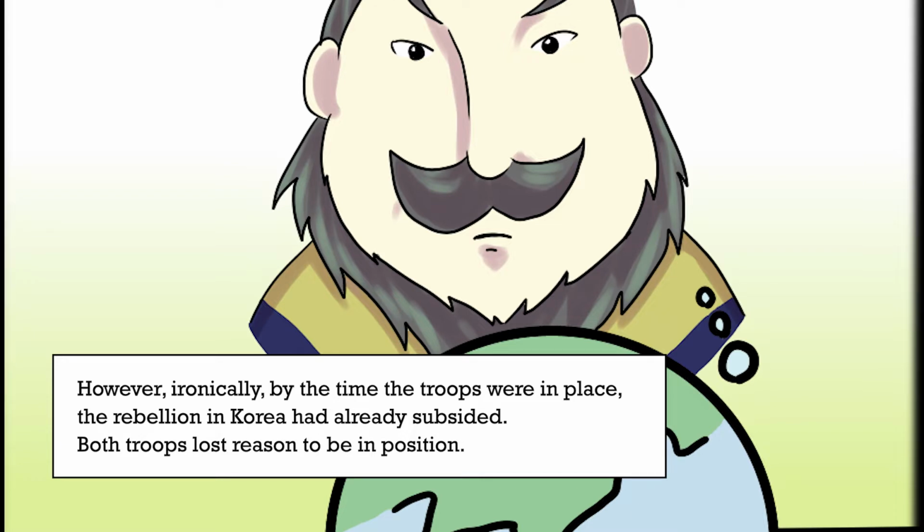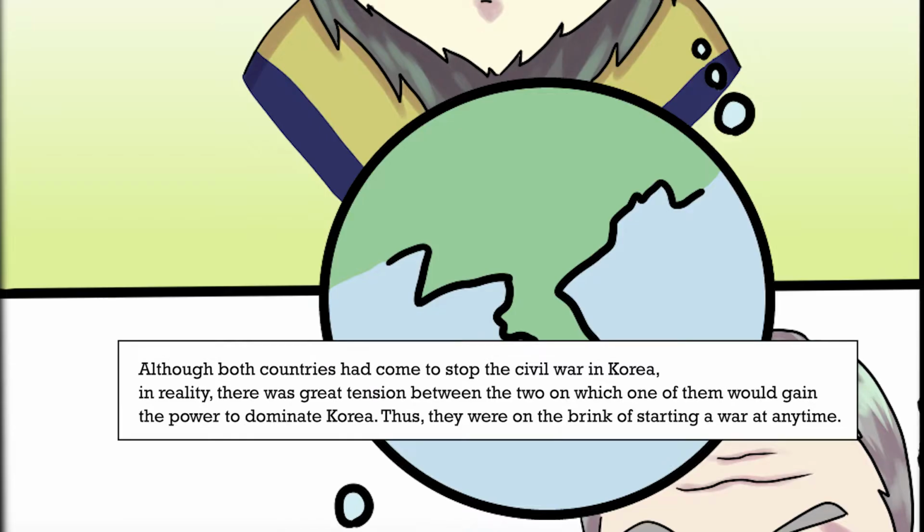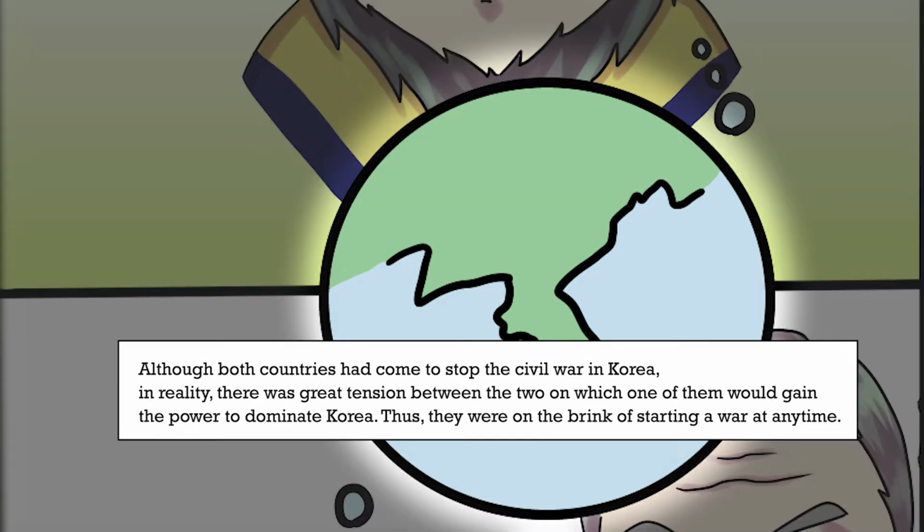Both troops lost reason to be in position. Korea, which had settled their issues without military activity, demanded that both countries' army withdraw, but was rejected by both. Although both countries had come to stop the civil war in Korea, in reality, there was great tension between the two on which one of them would gain the power to dominate Korea. Thus, they were on the brink of starting a war at any time.